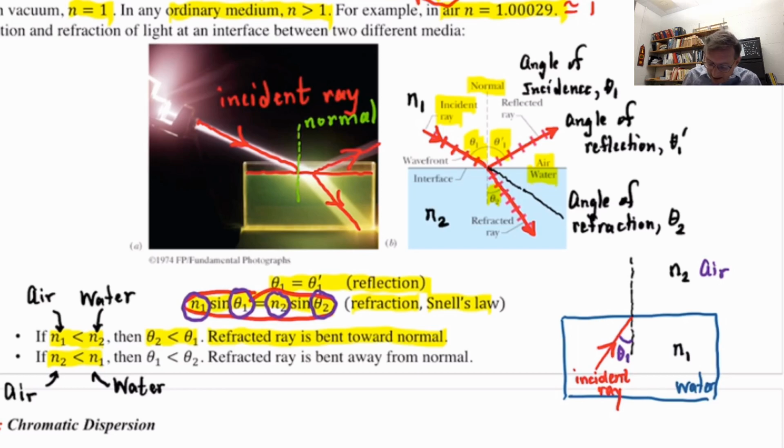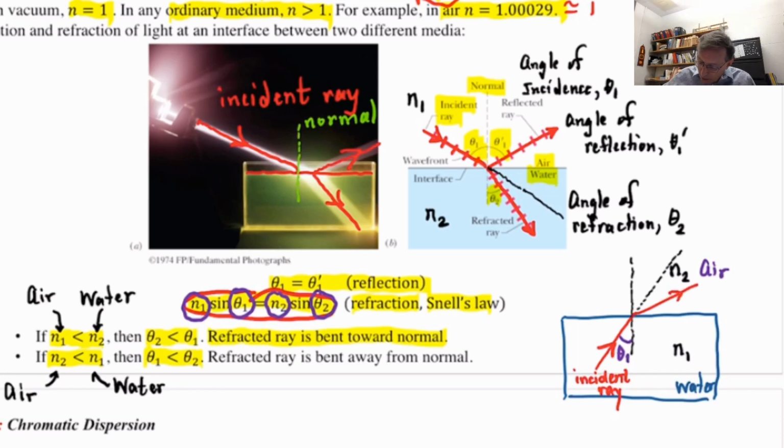It requires theta 2 to be greater than theta 1. So the angle of refraction is larger than the angle of incidence. So if I draw this extended line into the second medium for the incident ray as a visual reference, then the refracted ray has to be bent away from the normal and beyond that line. So something like that.